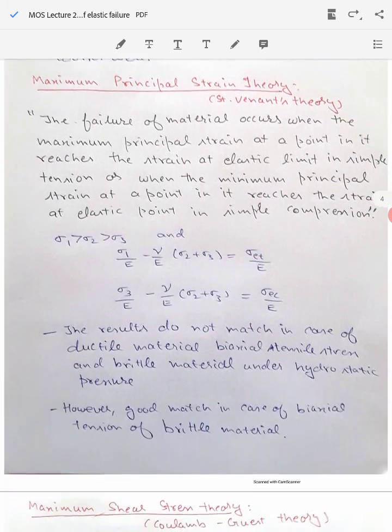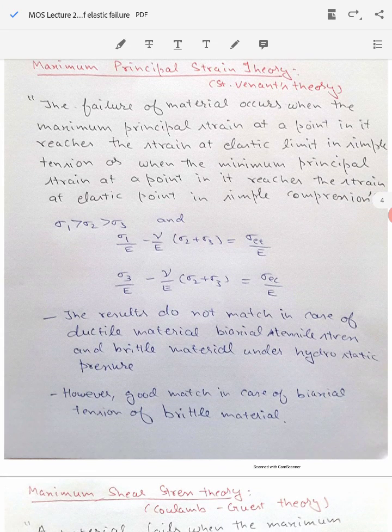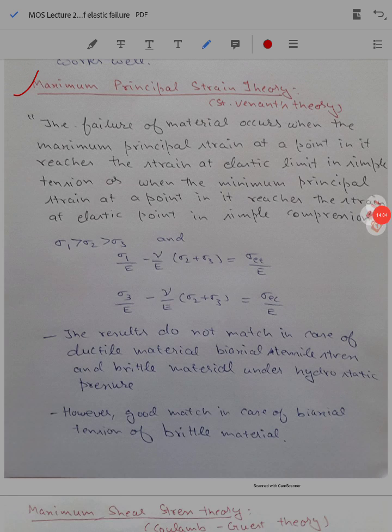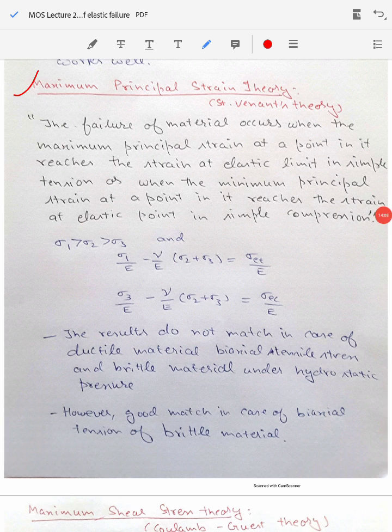Now let's talk about the next theory, that is maximum principal strain theory. This is also called Saint-Venant's theory. The statement of this theory goes like this: the failure of the material occurs when the maximum principal strain at a point in it reaches the strain at the elastic limit in simple tension, or when the minimum principal strain at a point in it reaches the strain at the elastic limit in simple compression.